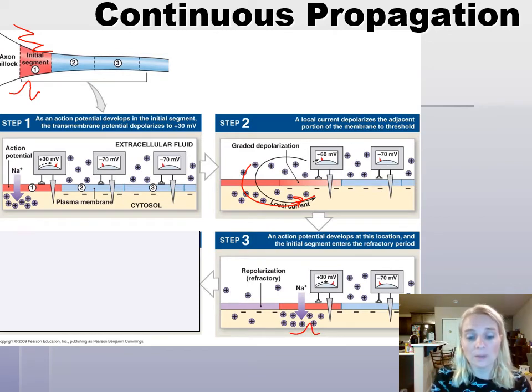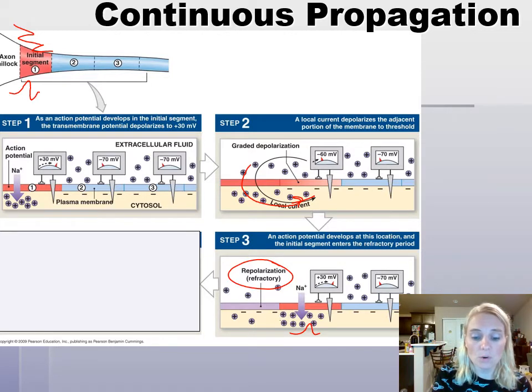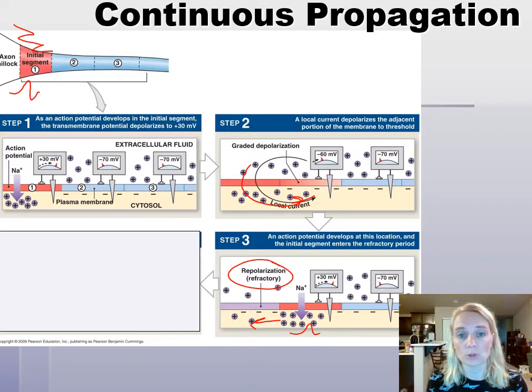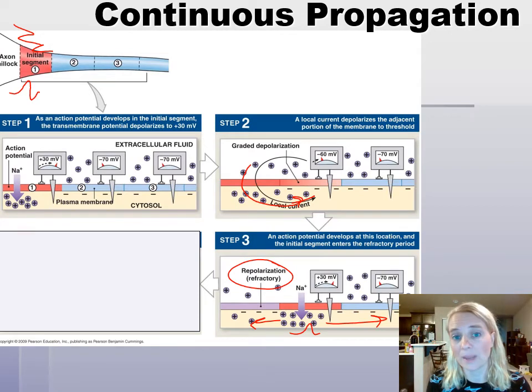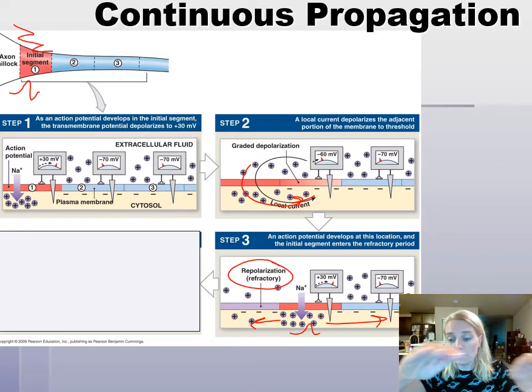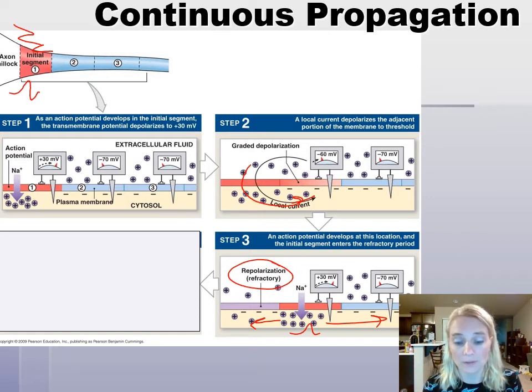In the meantime, segment one, that initial segment, is in its repolarization refractory period, so we can't go backwards. There's no moving the action potential in the reverse direction because those sodium gates are inactivated. They close at positive 30 and stay inactivated all the way until the membrane gets back down to around negative 60. But by that time, this signal is well on its way down the rest of the membrane. So it's like an action potential, a depolarization wave, and right behind it is a repolarization wave, getting the membrane back to rest in case another action potential is going to come down the line.